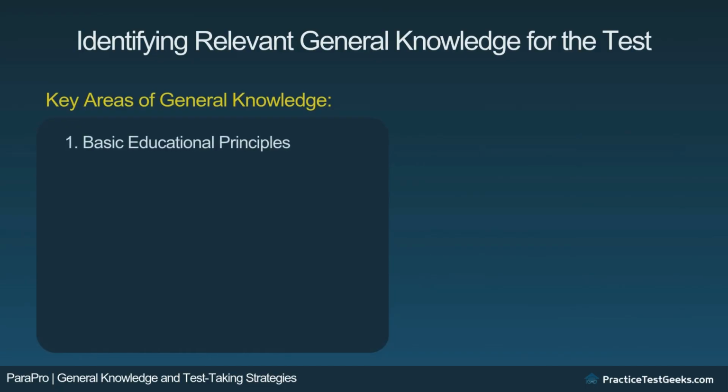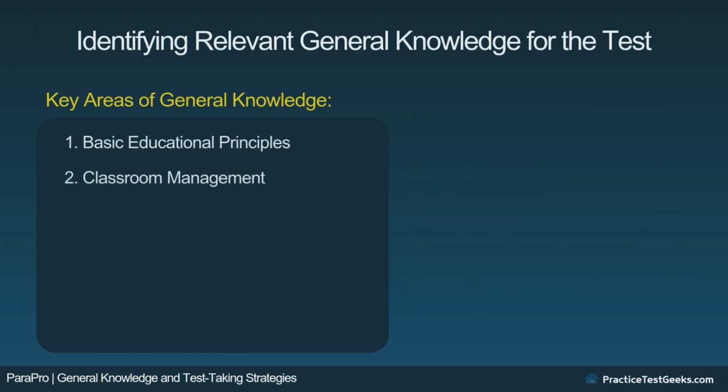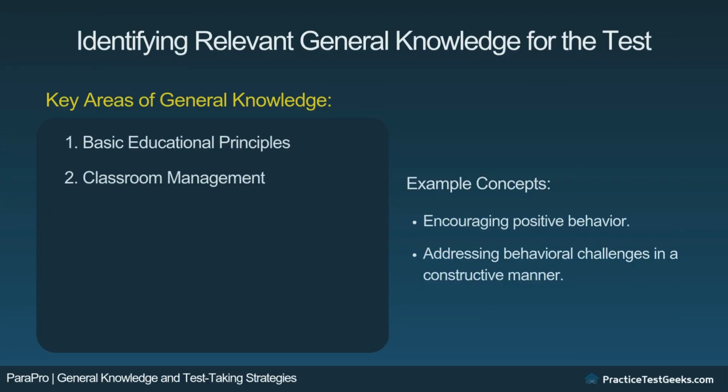1. Basic educational principles. This includes understanding the role of a paraprofessional in supporting student learning, implementing classroom management strategies, and assisting with teaching tasks. Example concepts: understanding the role of assessments in the classroom, differentiating instruction to meet diverse learning needs. 2. Classroom management. Understanding the importance of maintaining a productive and positive classroom environment is crucial for paraprofessionals. Example concepts: encouraging positive behavior, addressing behavioral challenges in a constructive manner.